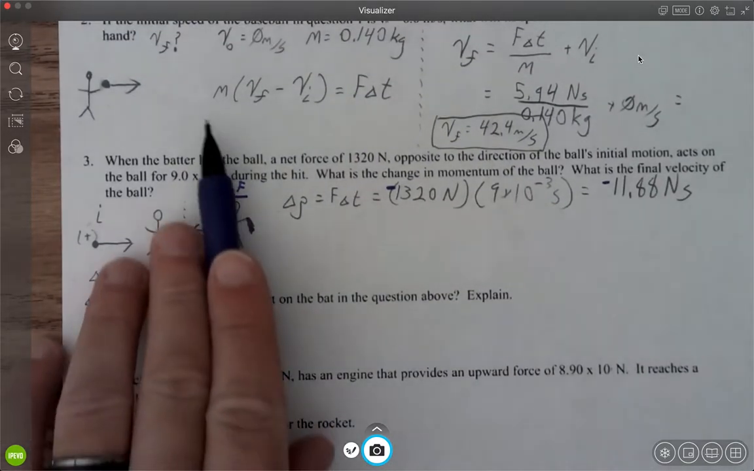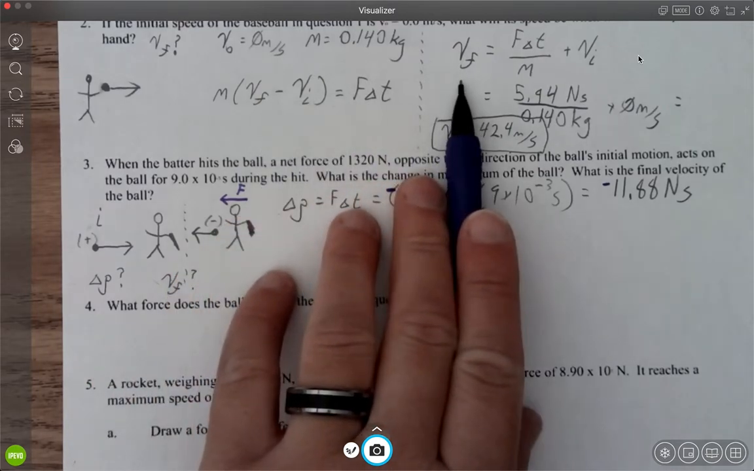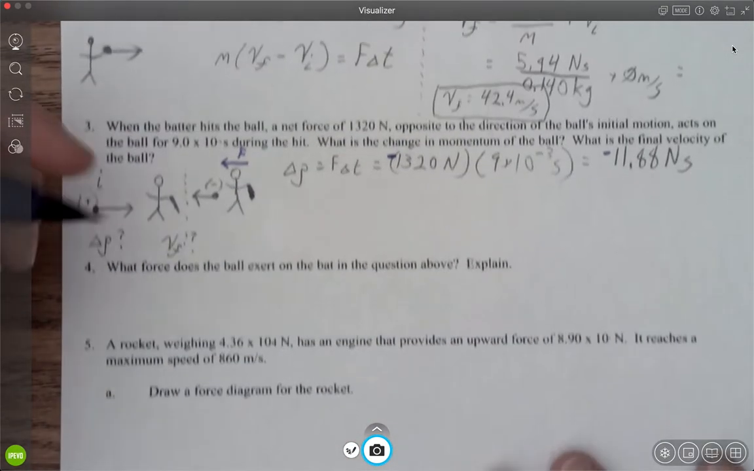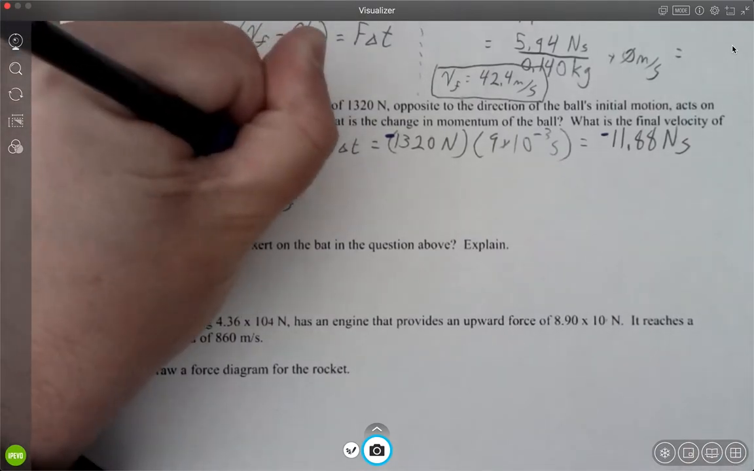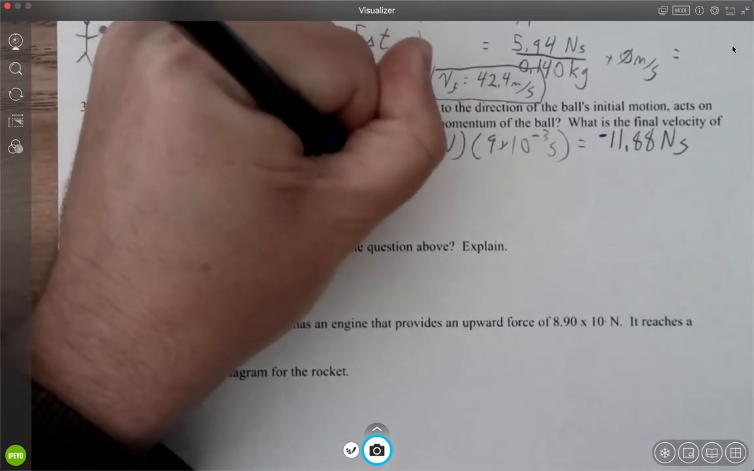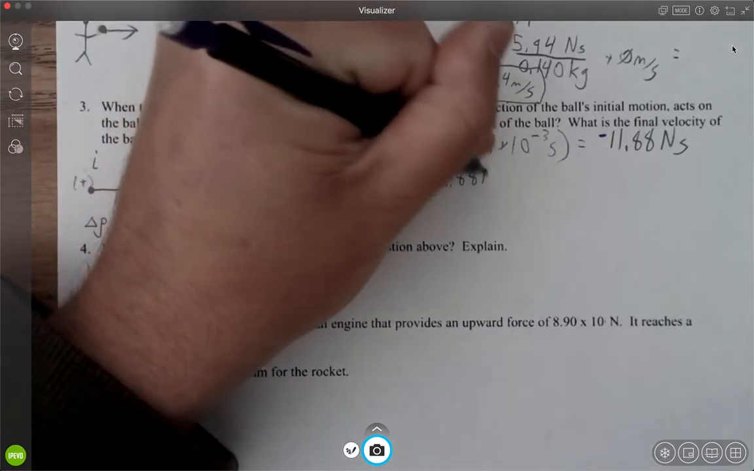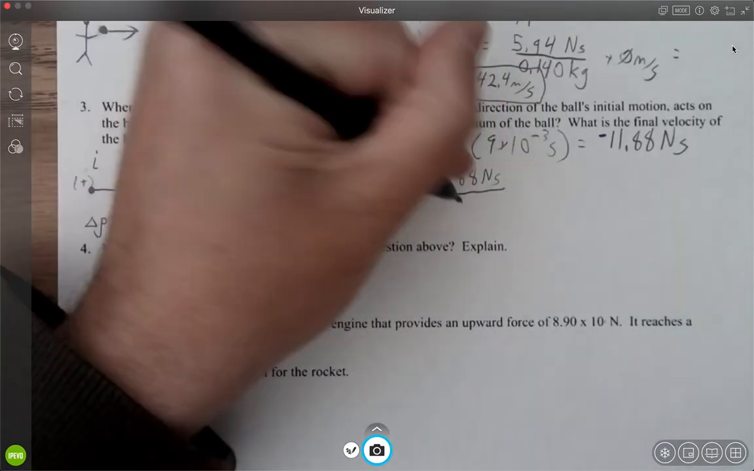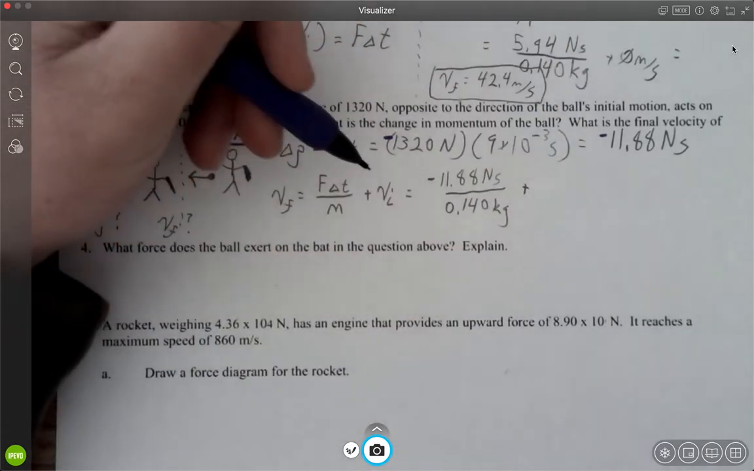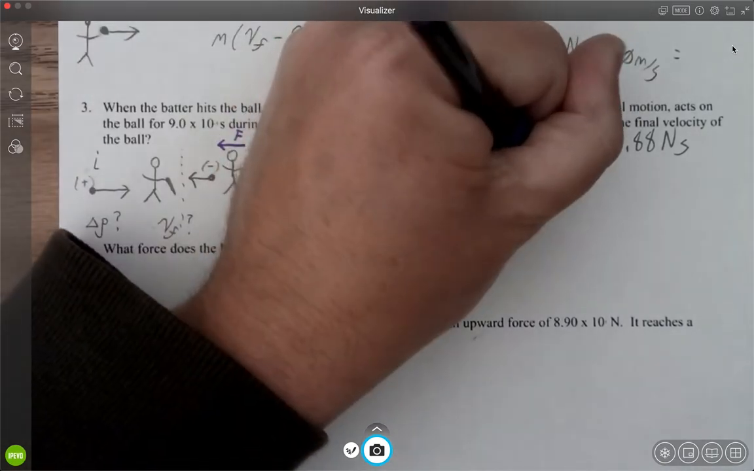Just like in number 2, we're going to use this equation here, where we're once again asked to find this final velocity. So this is why I like to set up the equation in variable form like we did in number 2. So now we can just use it again here in number 3. We know the final velocity is equal to that impulse divided by the mass plus the initial velocity, where now the impulse is this negative 11.88 Newton seconds. The mass is still the mass of the baseball of 0.140 kilograms, and we're going to add in the initial velocity. That's how fast the ball was moving when it came to the batter. It was moving at that 42.4 meters per second.